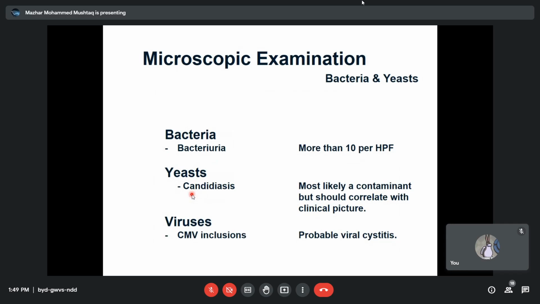Sometimes in this microscopic examination, for example, when you are seeing some sort of bacteria, if you see them 10 in number under HPF, you can clearly say that these are bacteria. Some sort of yeast is sometimes also present. Sometimes viruses, for example CMV, cytomegalovirus, can also be present in the urine. So all these things are possible to see under the microscope. You have to have a very expert hand and a large experience to take a look at these things. However, you have to know only the theory of this one.